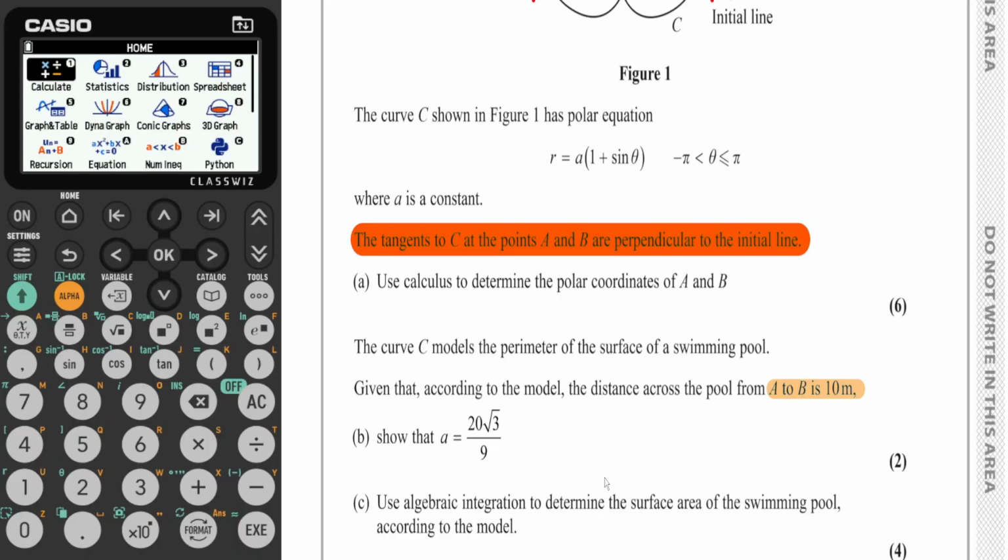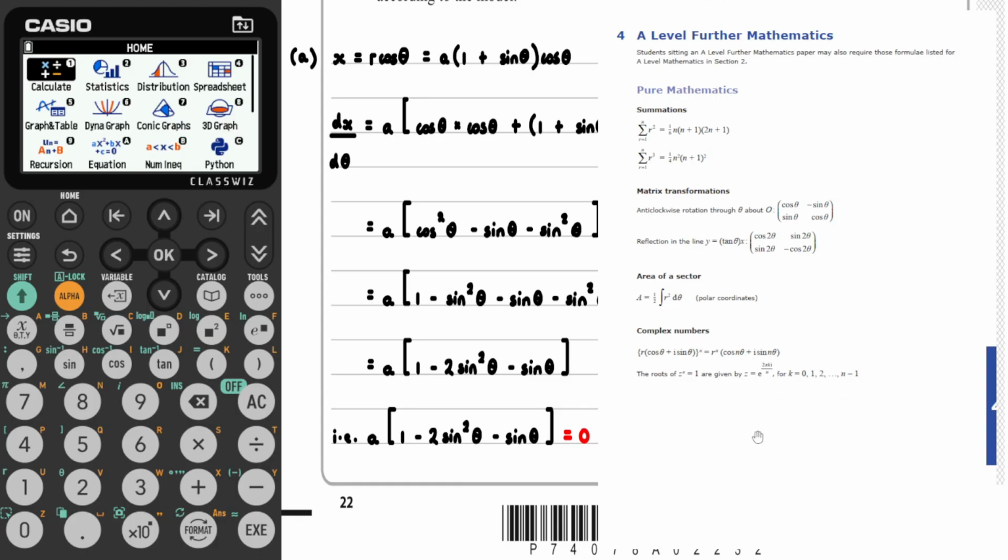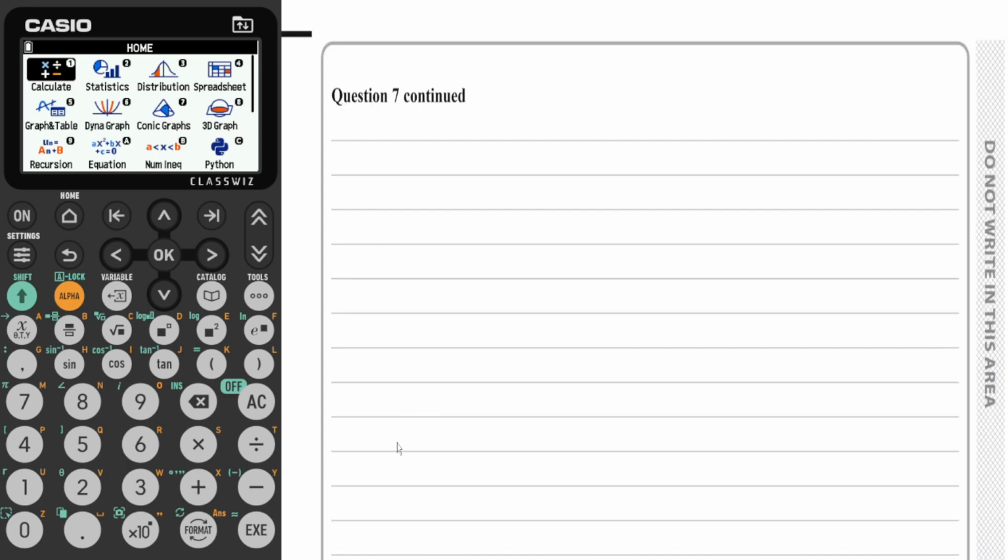Part C. Use algebraic integration to determine the surface area of the swimming pool according to the model. We know that the area is given by a half times the integral of r squared d theta. So the area is given by a half times the integral of a times 1 plus sine theta squared d theta, and we evaluate this from minus pi to pi.